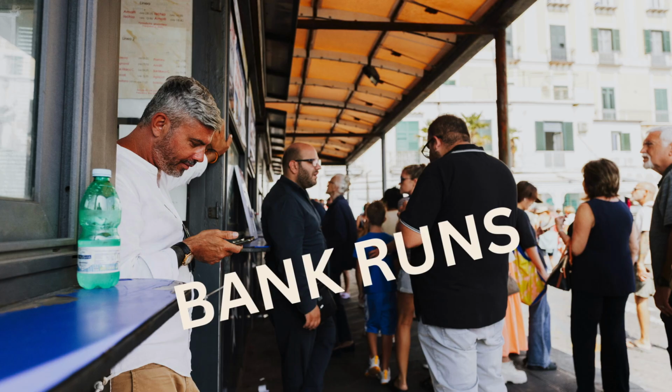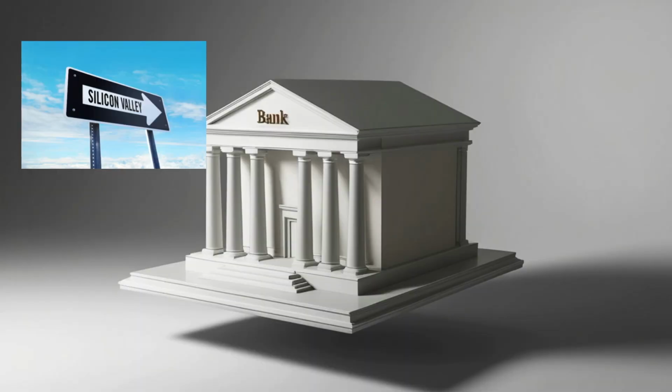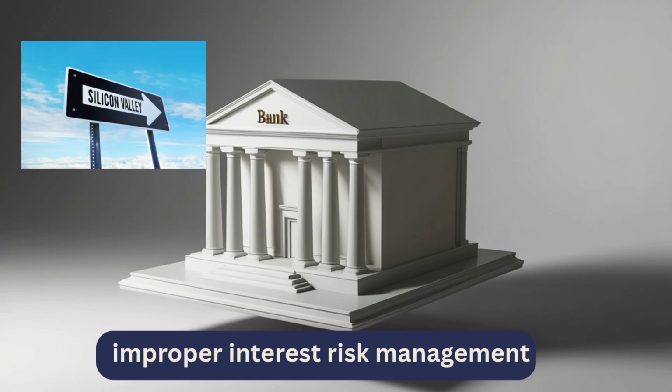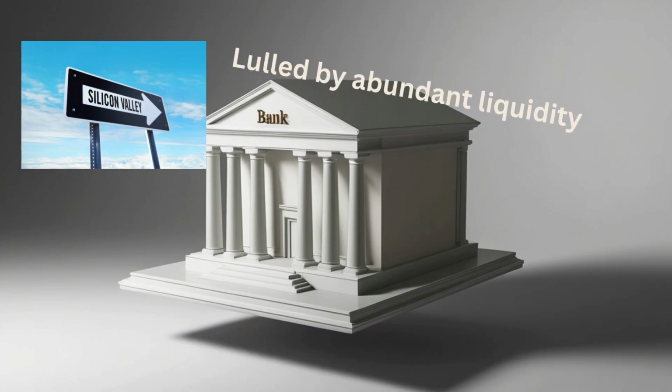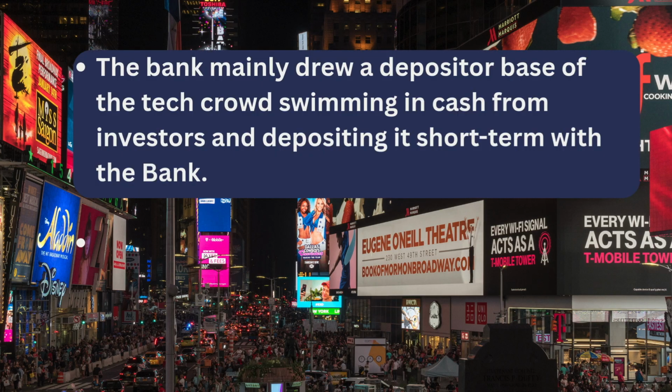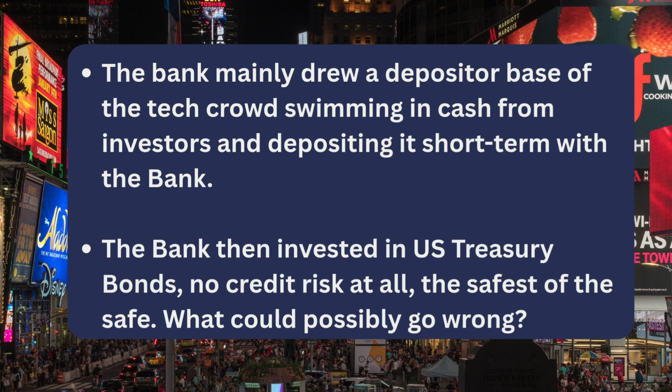And it's here we're going to shift to the case of Silicon Valley Bank. Silicon Valley Bank is a good example of what can go wrong when proper interest rate risk management and asset-liability management, or ALM, are not paid attention to properly, especially during good times when business is doing well. The bank mainly drew a depositor base from the tech crowd that's swimming in cash from investors and depositing it short-term with the bank. The bank then invested in U.S. Treasury bonds, no credit risk at all, the safest of the safe, and what could possibly go wrong?